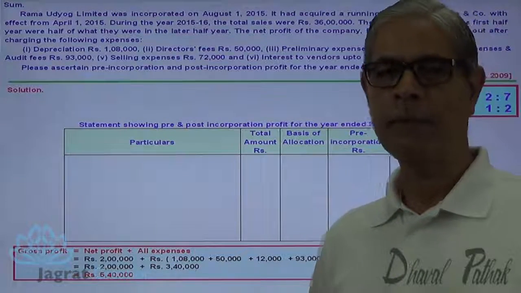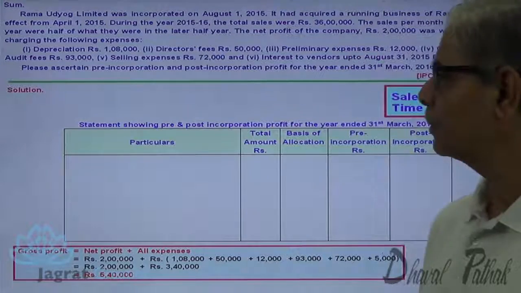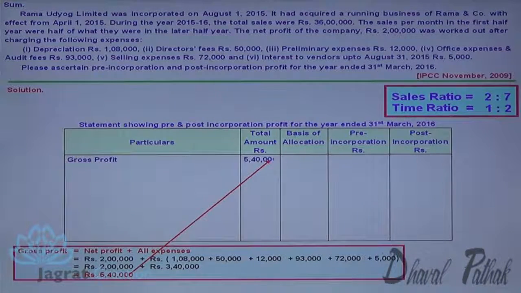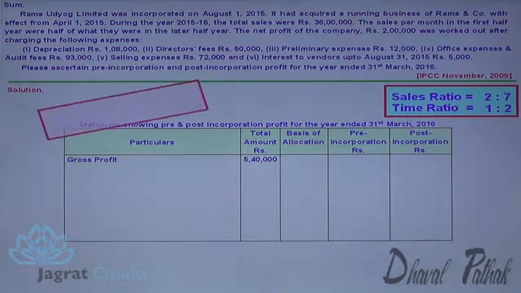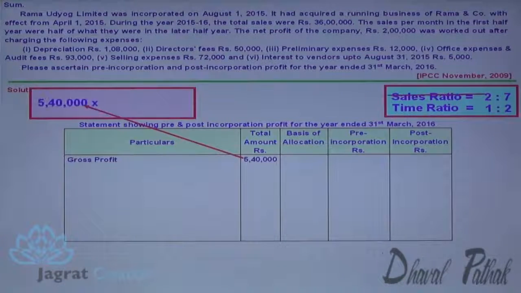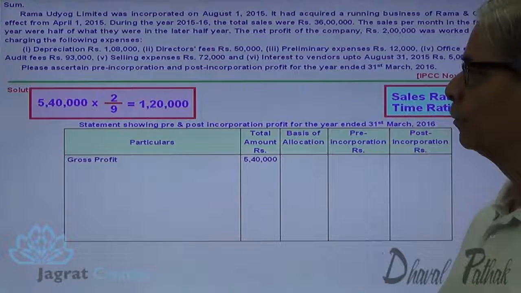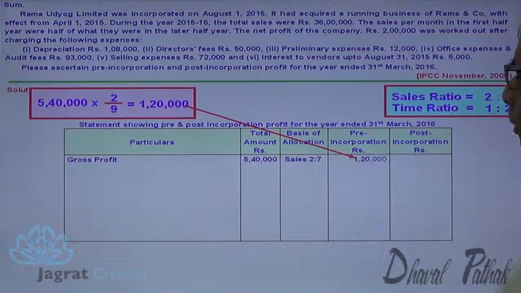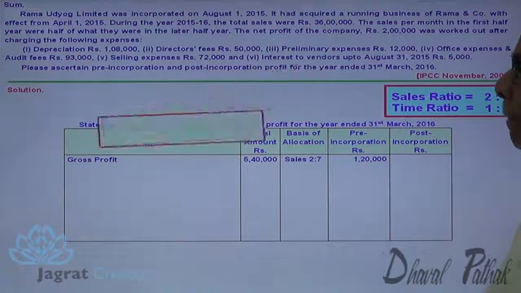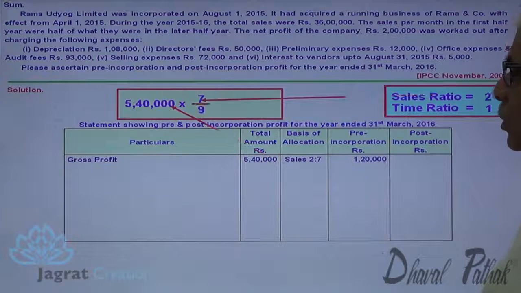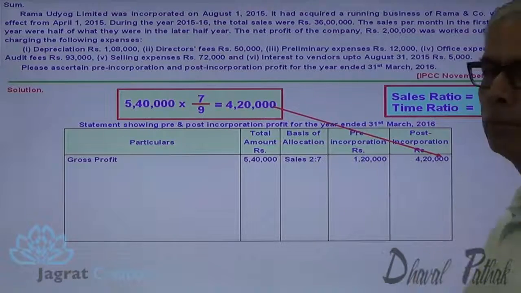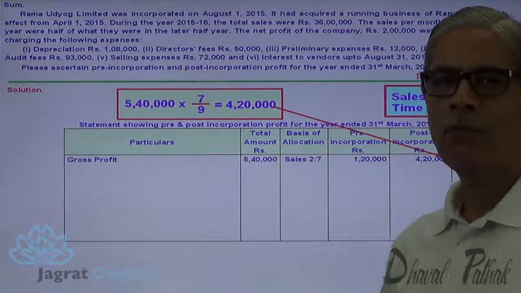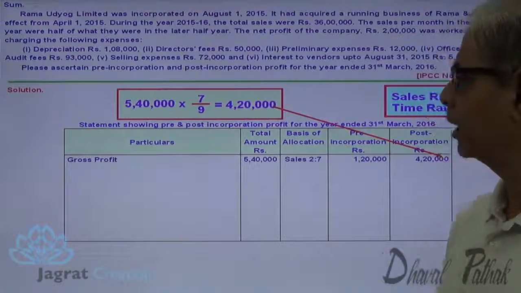This gross profit will be distributed in the ratio of sales. So total amount 5,40,000. Sales ratio 2:7. So 5,40,000 into 2 by 9, 1,20,000 pre-incorporation. 5,40,000 into 7 by 9, 4,20,000. This is the income, gross profit income for a post-incorporation period.